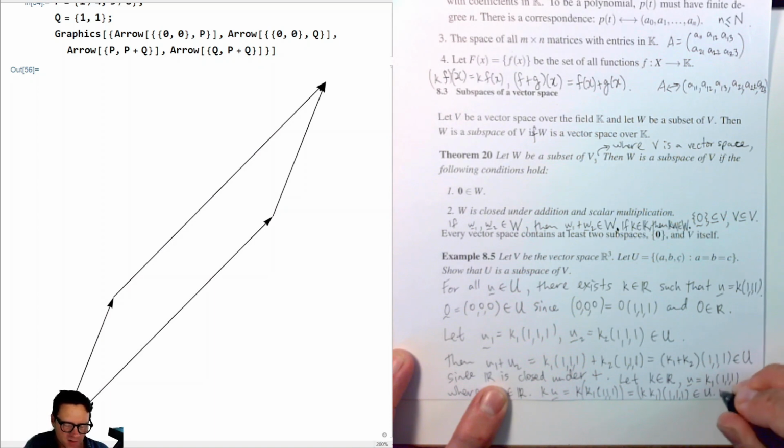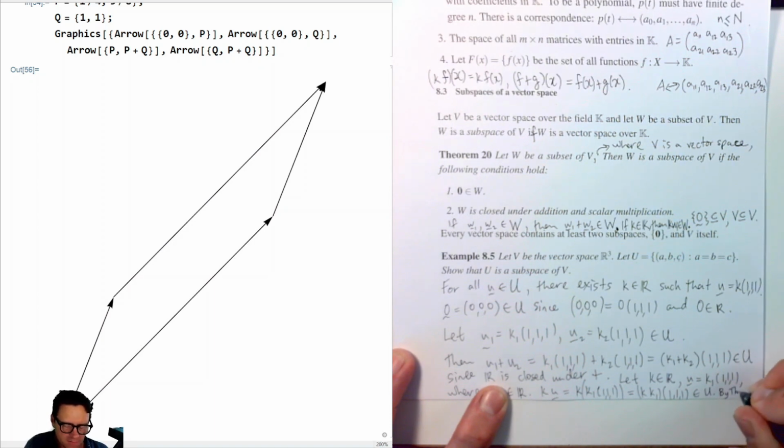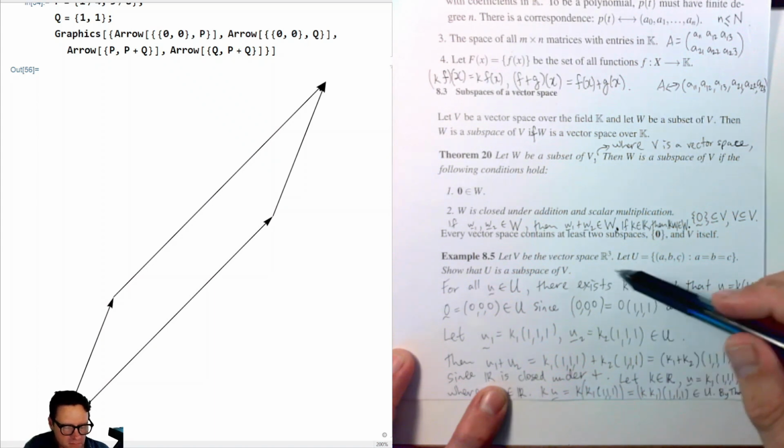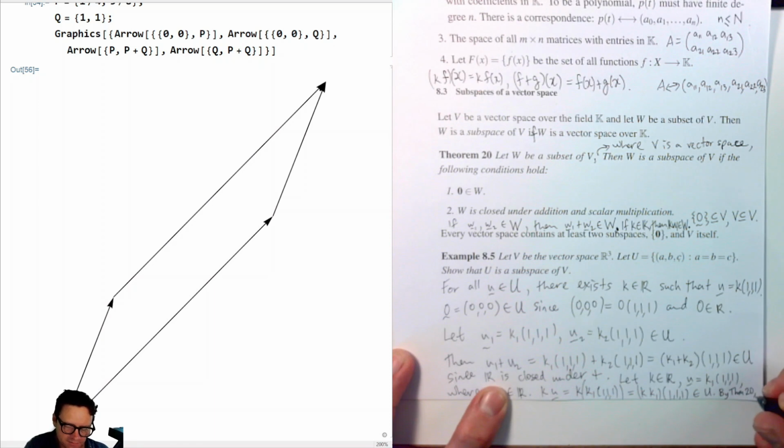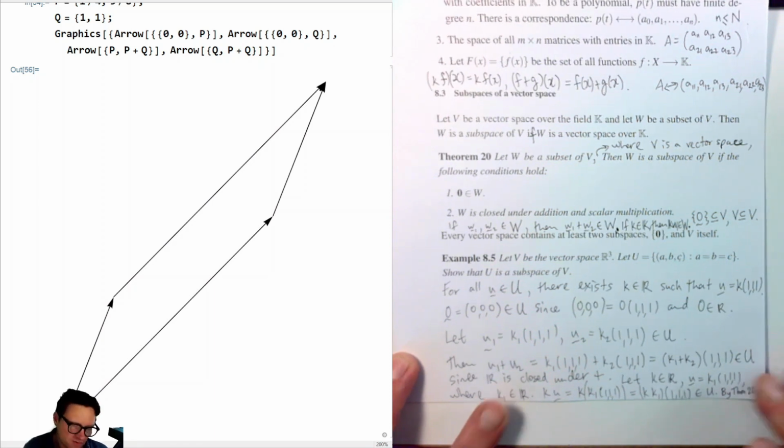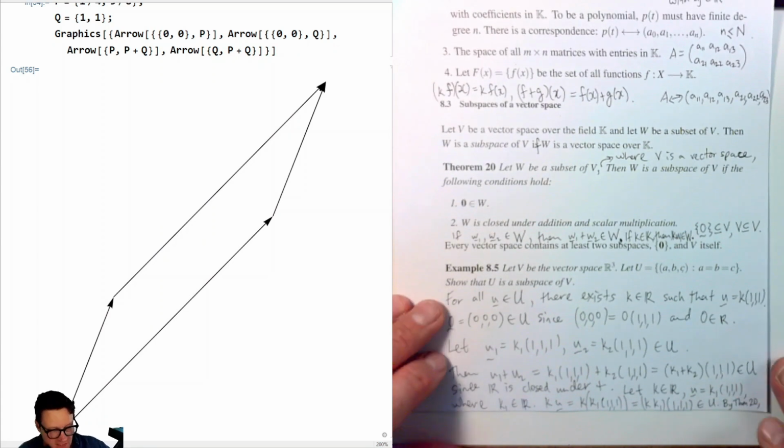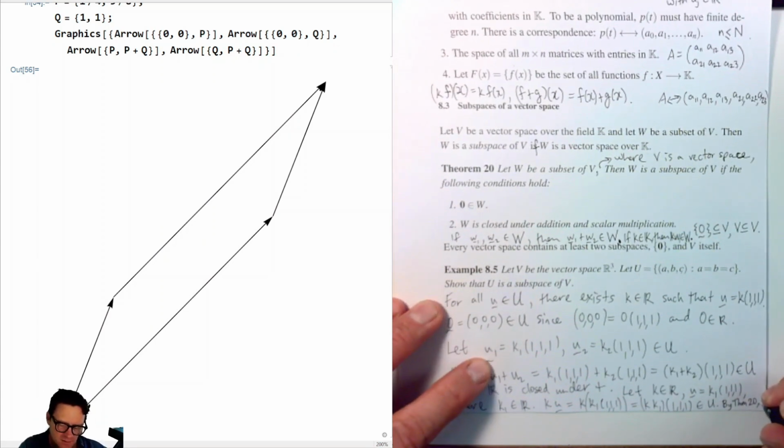All right, and so by theorem 20, U is a subspace. Right, the result follows. I don't have space here to write that, but the result follows by theorem 20. So just put dot, dot, dot.